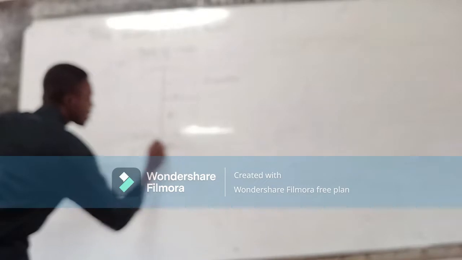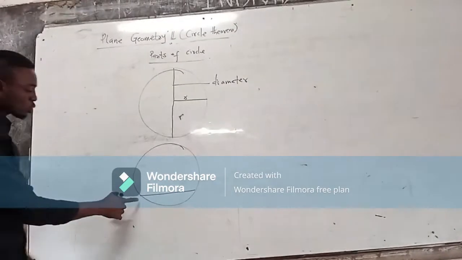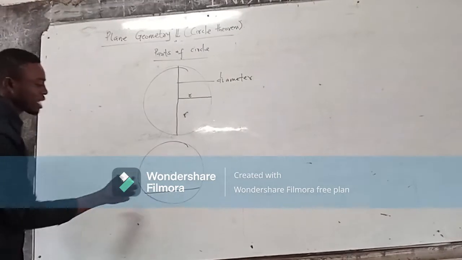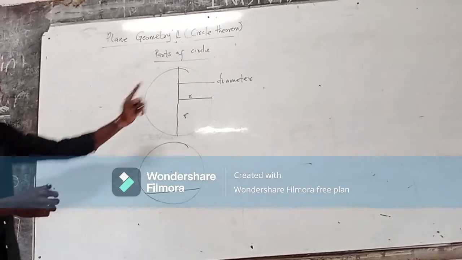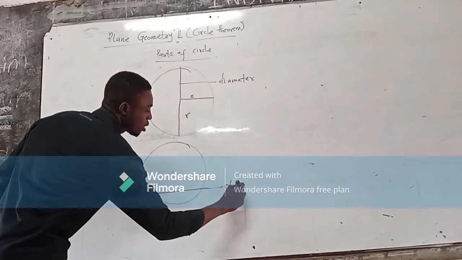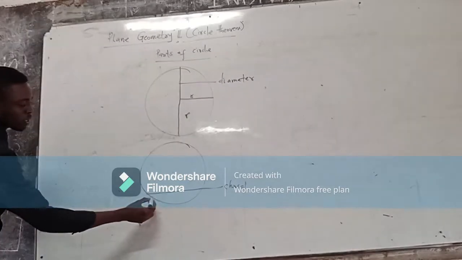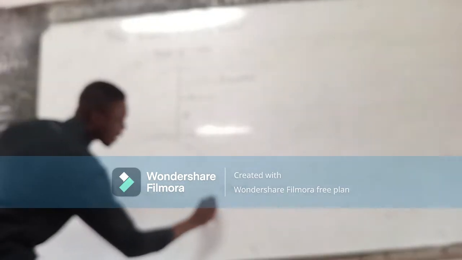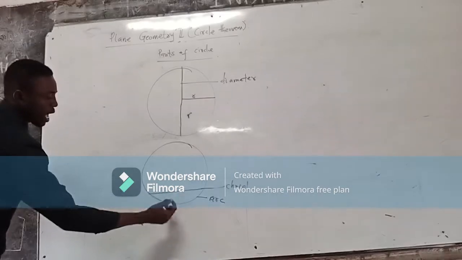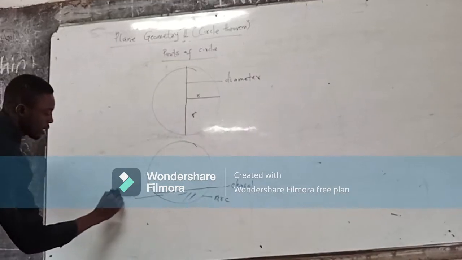So if we have this circle, a line here is also from the circumference to the other circumference. But once it doesn't pass through the center, we don't call it diameter, but we call it what? Chord. So this one is called chord. The part of the circle that the chord is built on is called arc. And in between the arc and the chord, the space that is formed here, we call it segment.